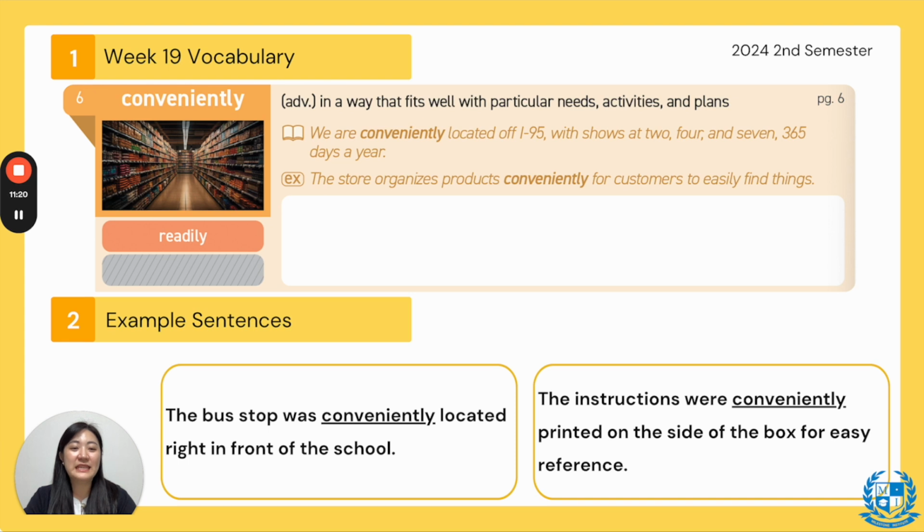The next one says, the instructions were conveniently printed on the side of the box for easy reference. So when you buy a box of, I don't know, pasta or macaroni and cheese, it'll have the directions on the side. And it's there conveniently because as we're making the pasta, we can look at it and be like, okay, so that's what I need to do next.